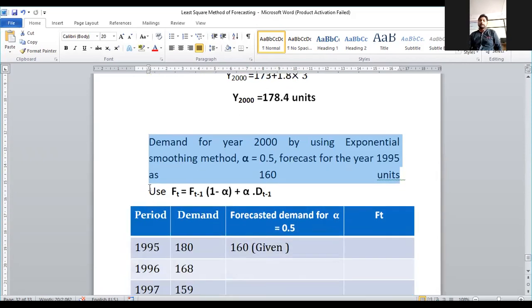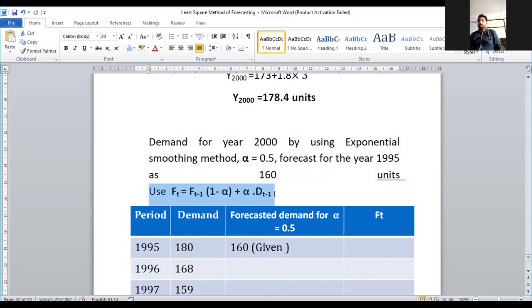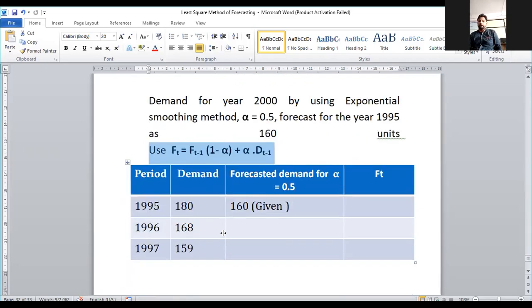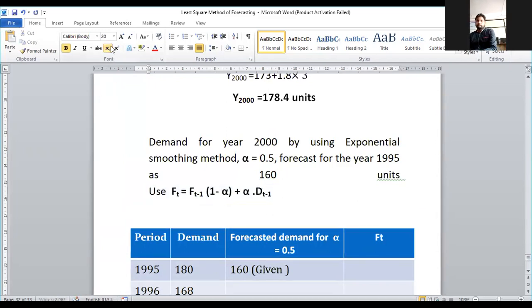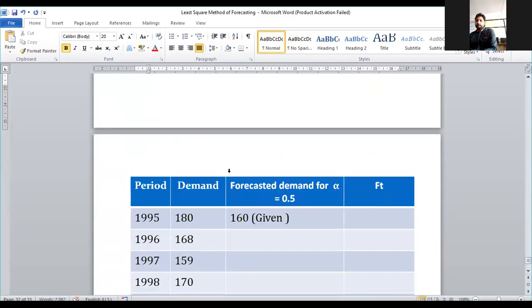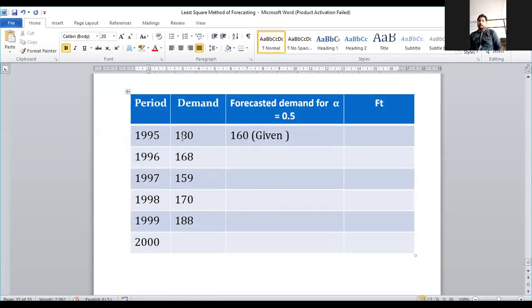Okay, use our exponential smoothing formula, that is f of t is equal to f of t minus 1 inside the bracket 1 minus alpha, plus alpha into d suffix t minus 1. So you can make the column in this manner. I will take this to the next page so that we can solve it easily. You can prepare a table which consists of columns: period, demand, forecasted demand for alpha is equal to 0.5, and f of t.